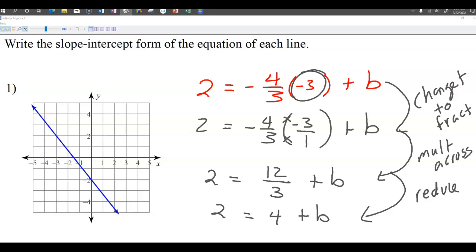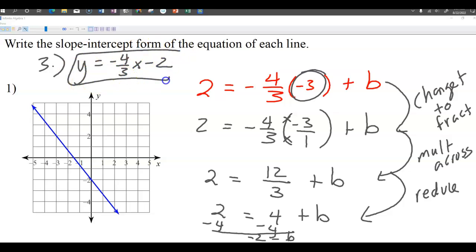All right. So now we're ready to go ahead and solve this by subtracting 4 on both sides. And I end up getting b equals negative 2. 2 take away 4 is negative 2. So we have our equation. Step 3. Y equals negative 4 over 3x minus 2. Okay, so that'll be our example 3 in our notes today.